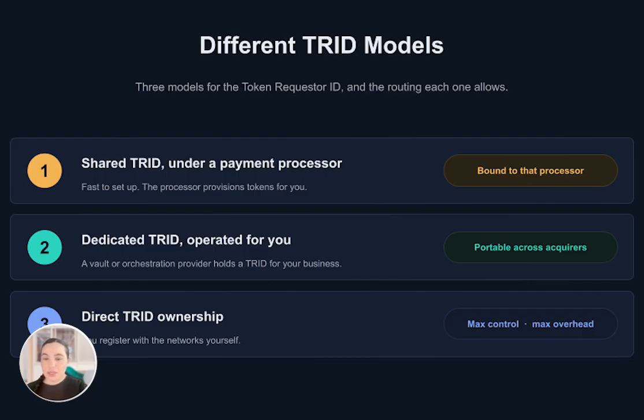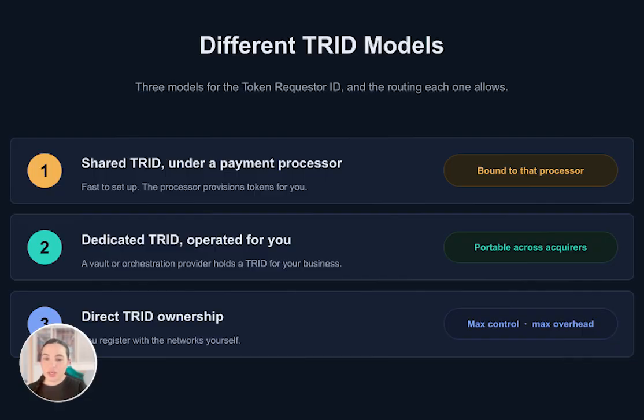The second model is a dedicated TRID, operated for you. Here, a vault or an orchestration provider holds a TRID that belongs to your business. So now the tokens are yours, and they'll work across any acquirer that accepts network tokens. And the third is direct TRID ownership. This is where you go register with the networks yourself. You get maximum control, sure, but you also take on maximum certification overhead. And that's really tough to justify unless you're operating at serious scale.